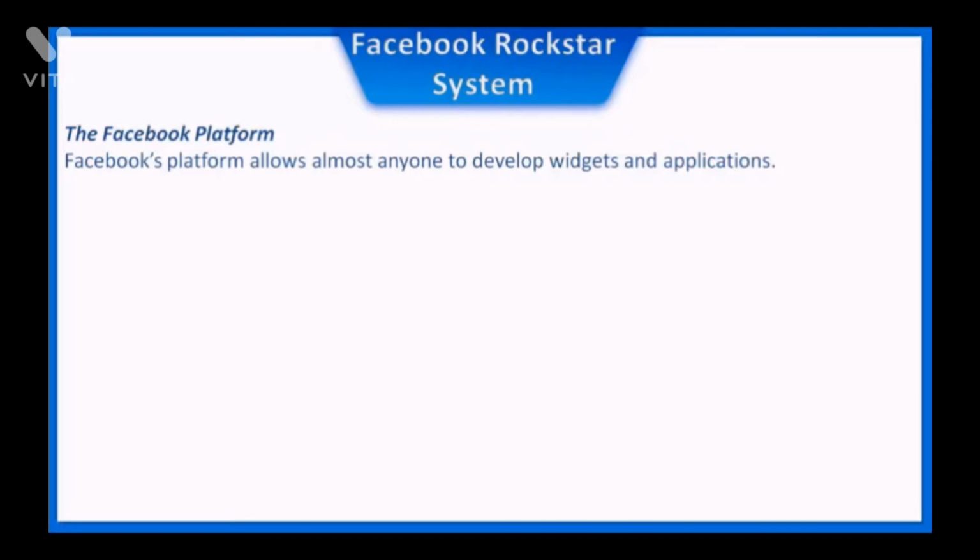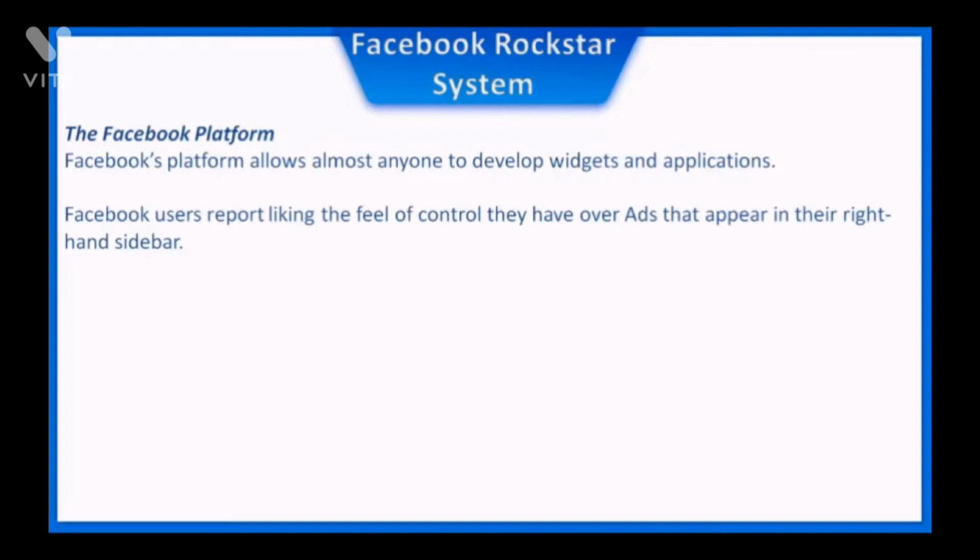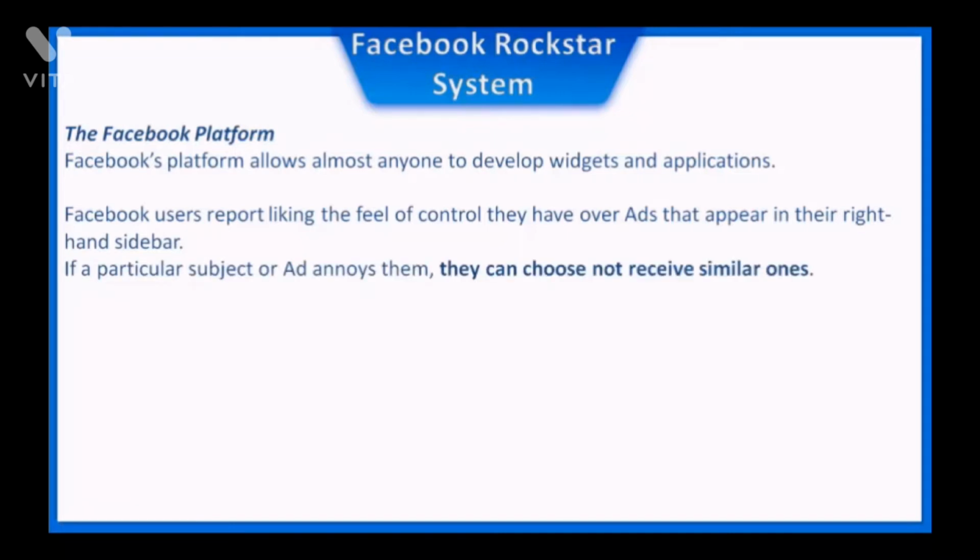Facebook users report liking the feel of control they have over ads that appear in their right-hand sidebar. If a particular subject or ad annoys them, they can choose not to receive similar ones. They can like your ad, leading to more and to its repetition, or report it if they deem it misleading or inappropriate, or even if they're just in a cranky mood that day. Remembering this should help you target your audience even more carefully.